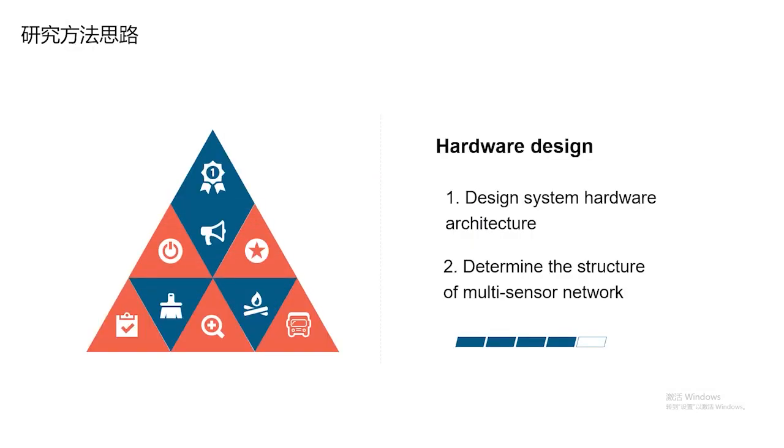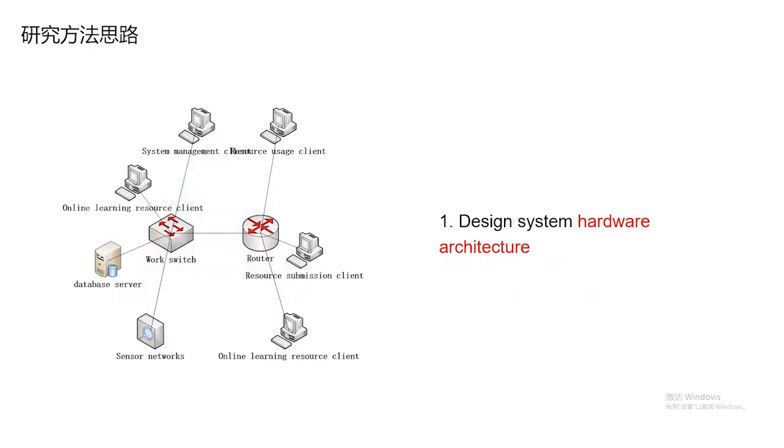In order to design hardware for the system, first we have to design the system hardware architecture. Based on the resources integration system designed by previous researchers, the hardware architecture of the rapid integration system of English online learning resources is designed, as shown in this figure.